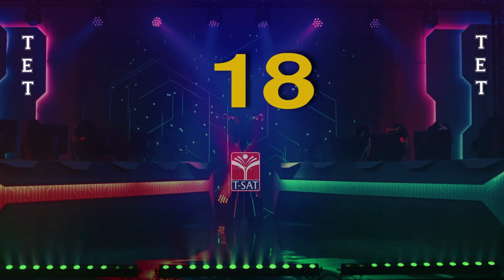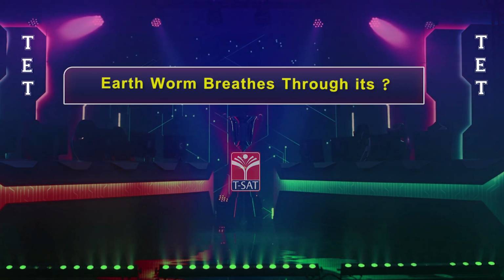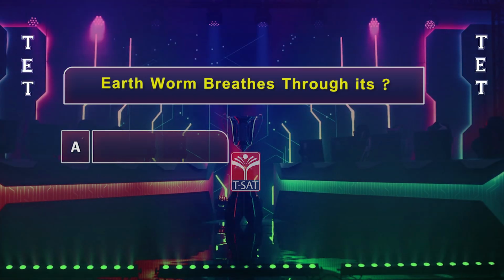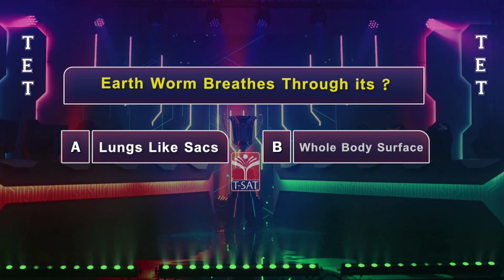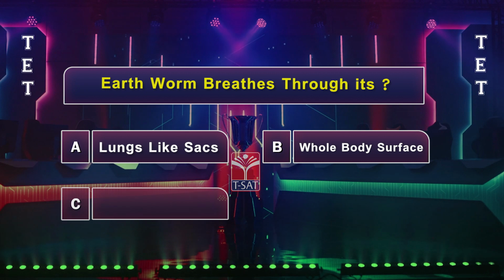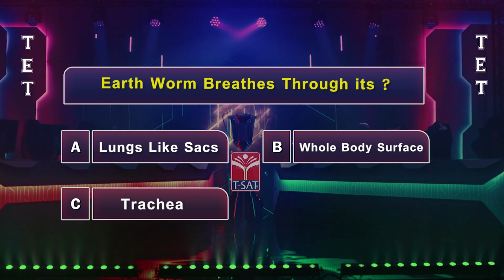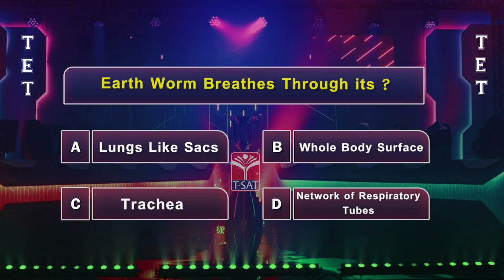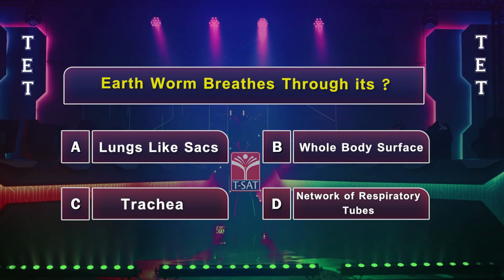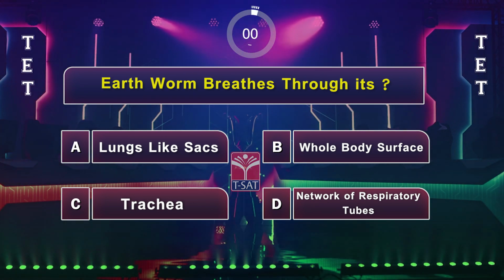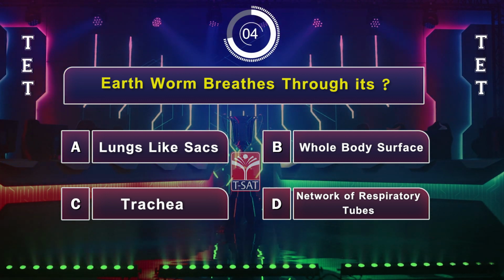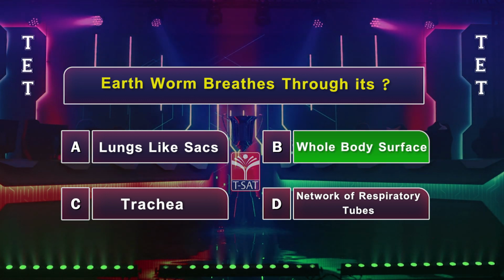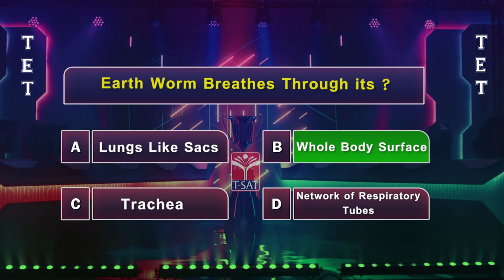18th question. Earthworm breathes through its option A, lungs like sacs. Option B, whole body surface. Option C, trachea. Option D, network of respiratory tubes. Your time starts now. The correct answer is option B, whole body surface.